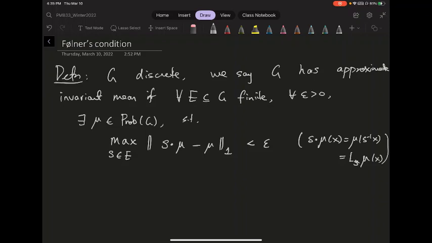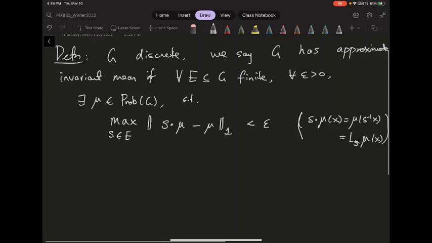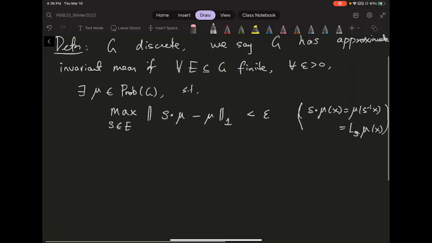Of course, when G is infinite, you don't really expect the probability space to have a left invariant mean. But because it's dense inside the means on G, you're expecting to have these kinds of approximate invariant means. We're going to show this is equivalent to G being amenable. And really closely related are two conditions due to Følner.